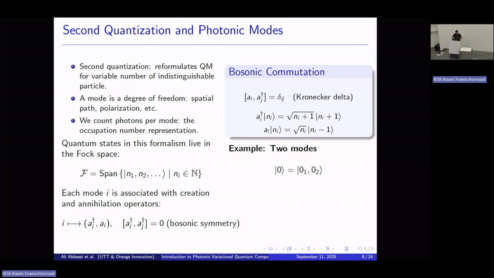For the moment, bear with me. We will see what a mode is. And now I'm going to apply a creation operator that's here. So I'm just going to blindly apply this rule. Then I create one photon in mode 1. You see the one appearing here. And then I apply another creation, and I create the second photon in the second mode.